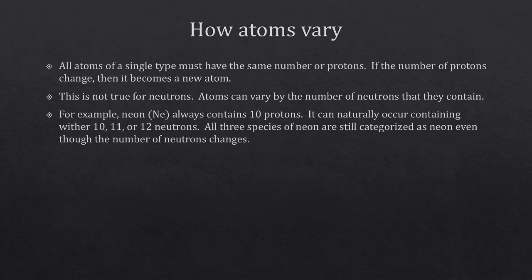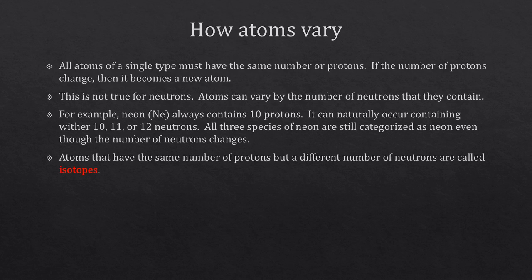Let's take neon. Neon always has 10 protons. Naturally, it can occur containing either 10, 11, or 12 neutrons. All three of these species of neon are still categorized as neon, even though their numbers of neutrons change. Atoms that have the same number of protons but a different number of neutrons are called isotopes.